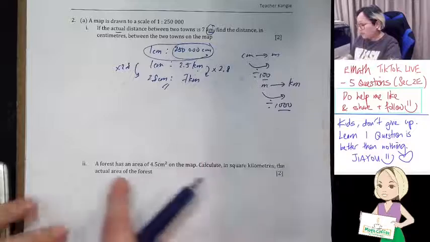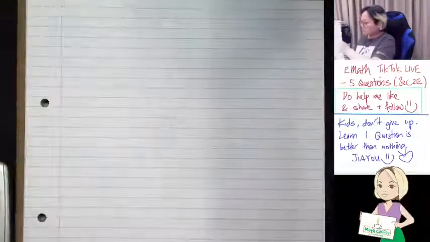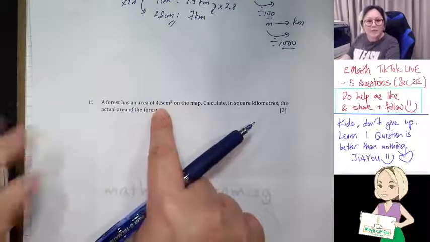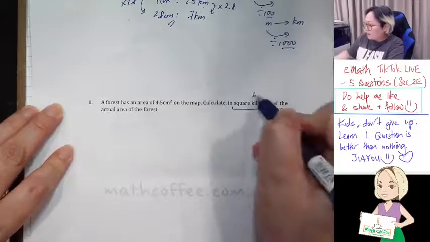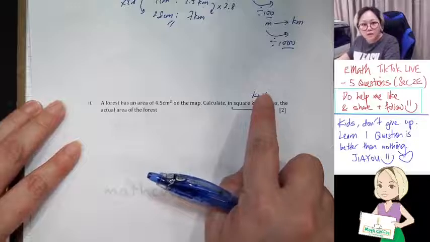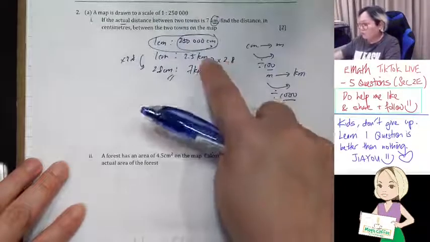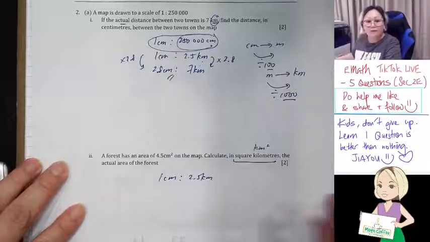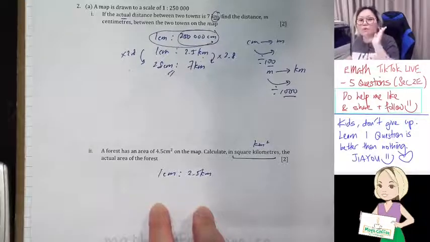So next, area scale. Now they tell me a forest has an area of 4.5 cm square. Calculate in square kilometer. You see, they already tell you they want km square. So before you square both sides to find the area scale, you change the right hand side to km, which we did in our first part. So I'm going to take out the 1 cm represents 2.5 km here. This is still length scale. Now I'm going to change it to area scale, so I'm going to square both sides.